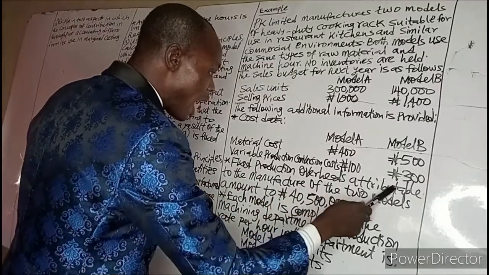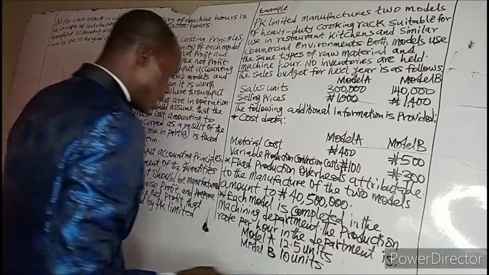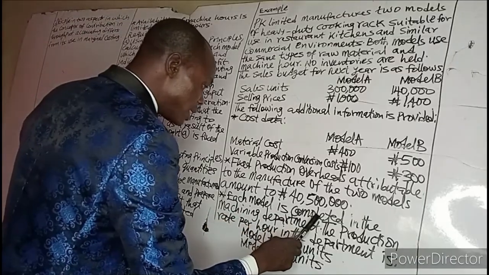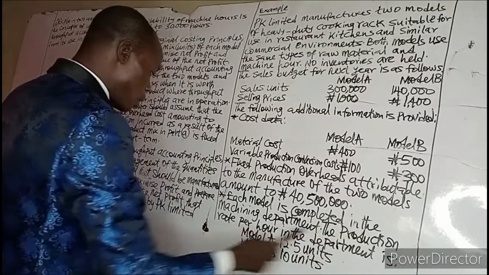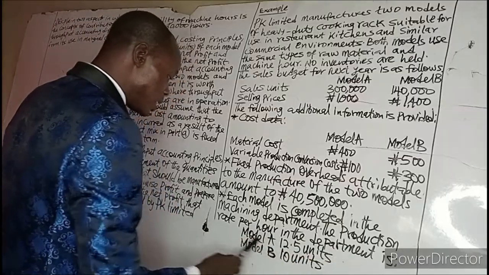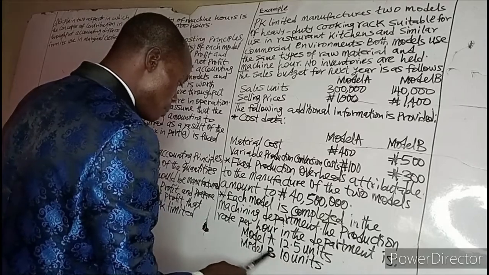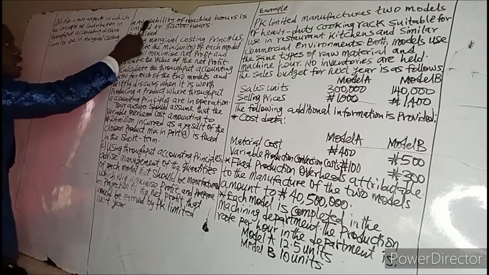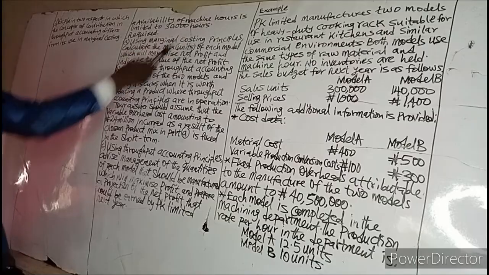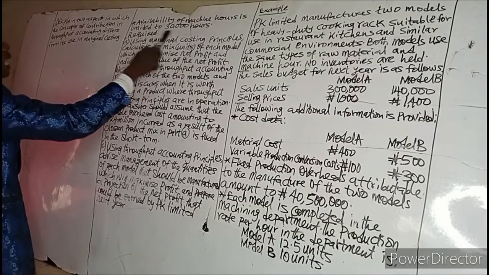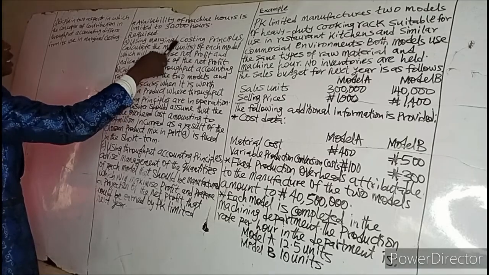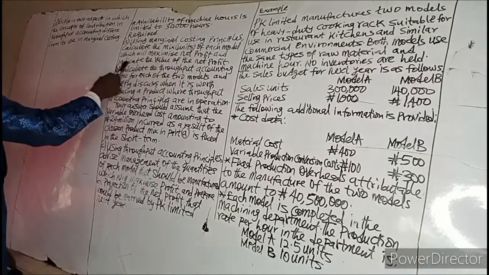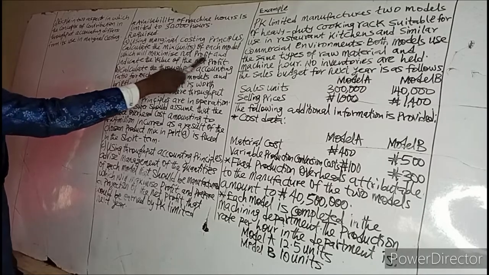Fixed production overheads attributable to the manufacture of the 2 models amounted to 40,500,000 naira. Each model is completed in the machining department. The production rate per hour in the department is Model A 12.5 units, Model B 10 units. Availability of machine hours is limited to 30,000 hours. Required: A. Using marginal costing principles, calculate the mix in units of each model which will maximize net profit and indicate the value of the net profit.